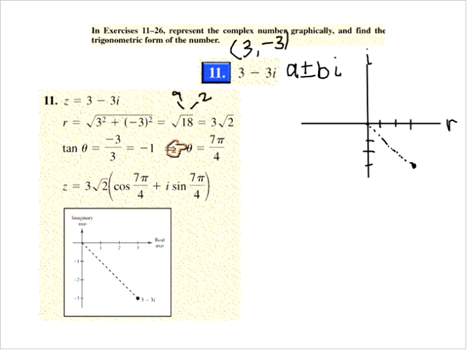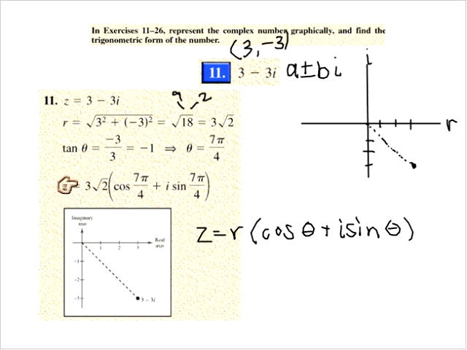And this is important because if you're not working in quadrant 1 or possibly quadrant 2, your calculator is not going to give you this answer. So it is important that we're using our unit circle right now to find these. And then the trigonometric form we know is r times cosine of theta plus i sine of theta. So just plugging those values in, we get 3 square root 2 times cosine of 7 pi over 4 plus i sine of 7 pi over 4.